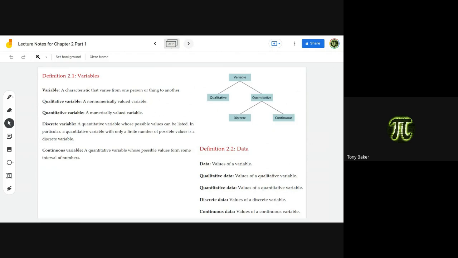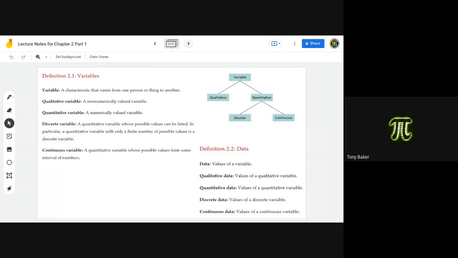There are two different types of variables: a qualitative variable and a quantitative variable. I know they chose two Qs, which makes this a little harder to remember. Qualitative are non-numerical terms. So hair color, eye color, the type of pen you're writing with, things like that. Those are qualitative, okay? Because it's not numerical.